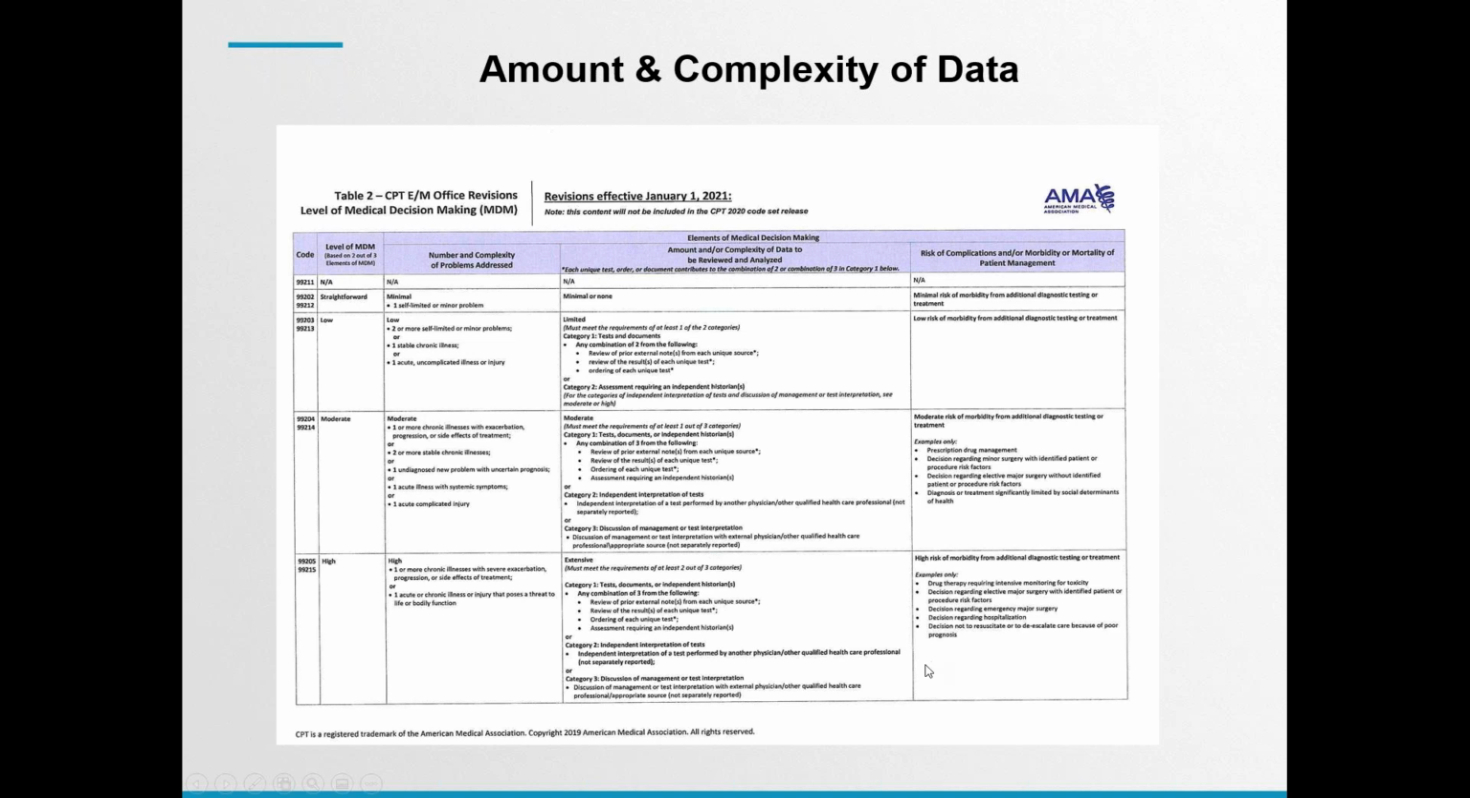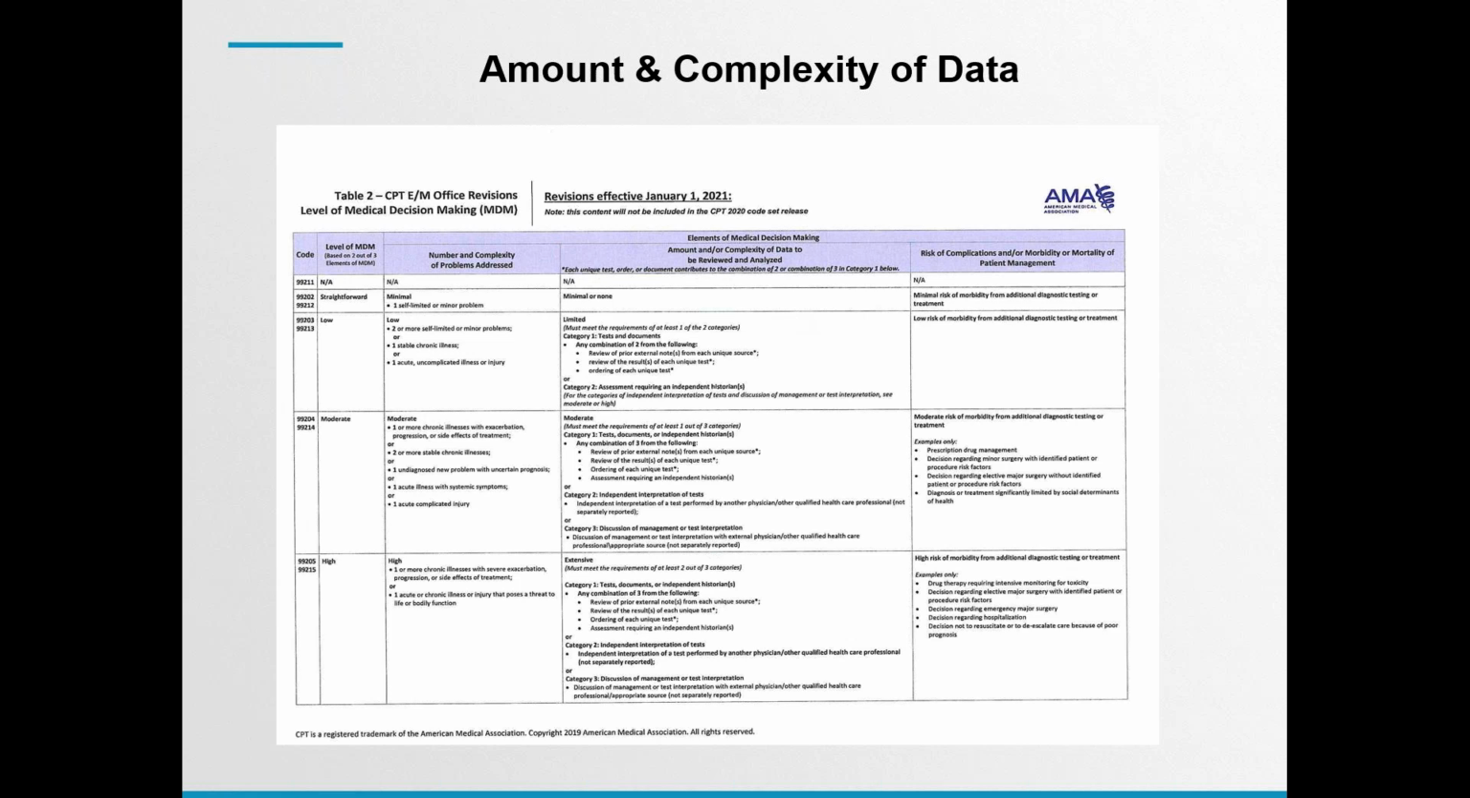Okay, so now what we're going to do is take a look at the amount and complexity of data, because this is where we really see a lot of changes. So straightforward, you're not really looking at any data, you're not ordering any tests. And notice we have some terminology here, right? What is a unique test? A unique test means each CPT code identifies that test.